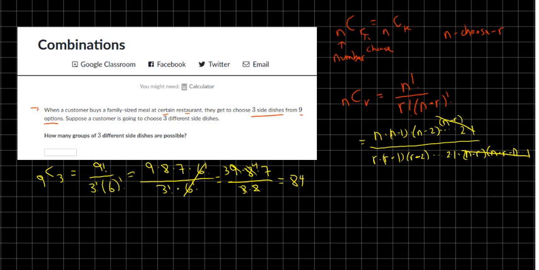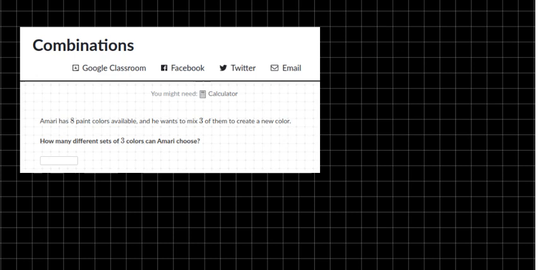So I'll go ahead and write in 84 over here. Okay, and after I write in 84, we're going to click check your answer, and you're going to get it right. Okay, let's remember n choose r is equal to n factorial over r factorial times (n minus r) factorial. Okay. So Amari has 8 paint colors available and he wants to mix 3 of them.